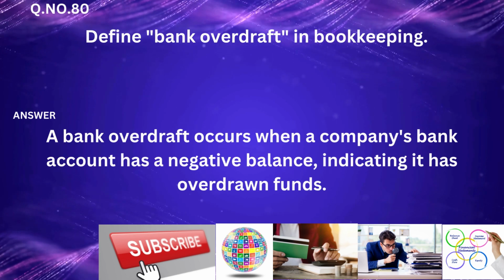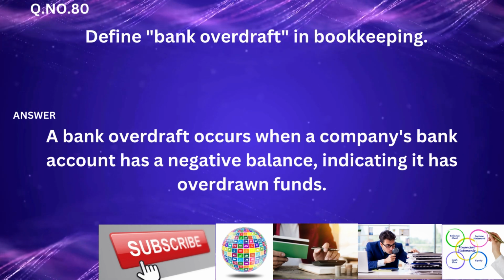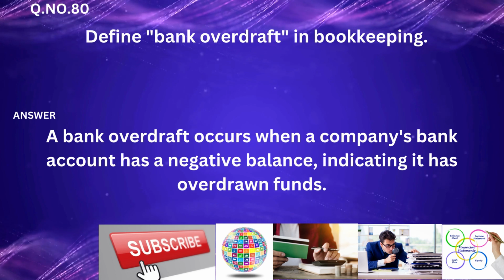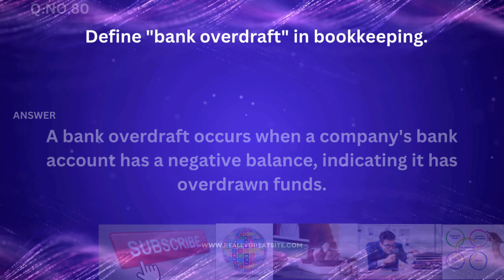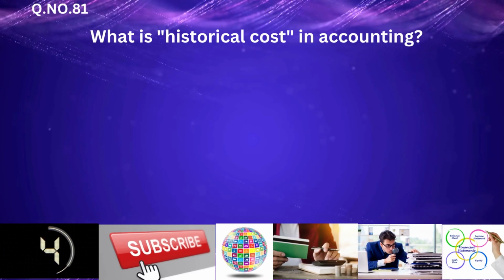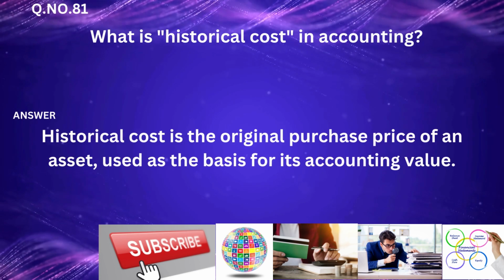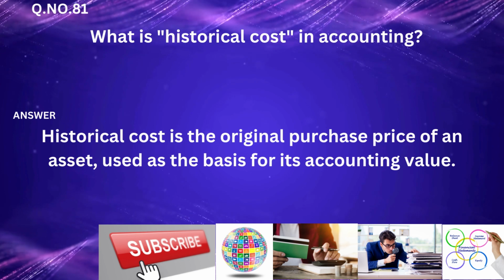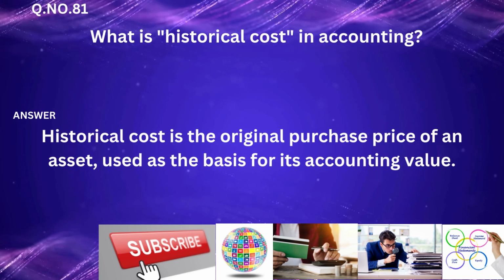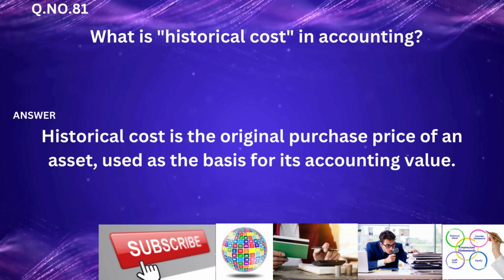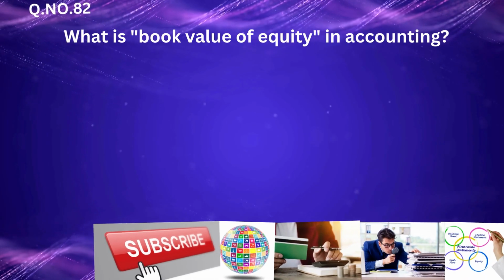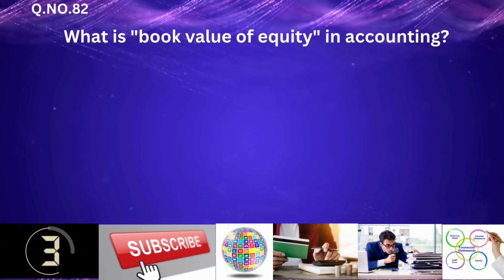Question 89. What is a periodic inventory system? Answer: a periodic inventory system updates inventory records periodically rather than in real time. Question 90. Define absorption costing in accounting. Answer: absorption costing allocates all production costs, including fixed and variable, to the cost of goods sold.